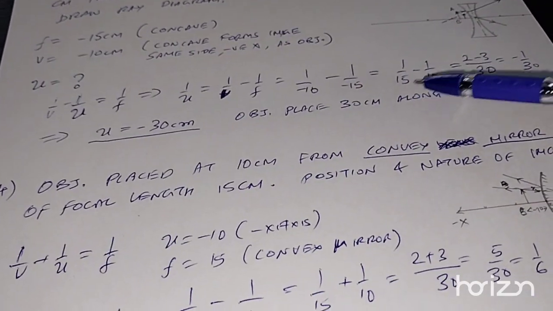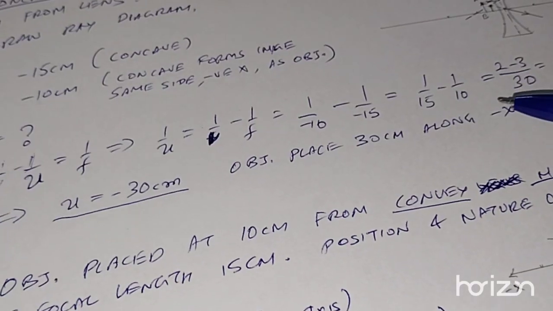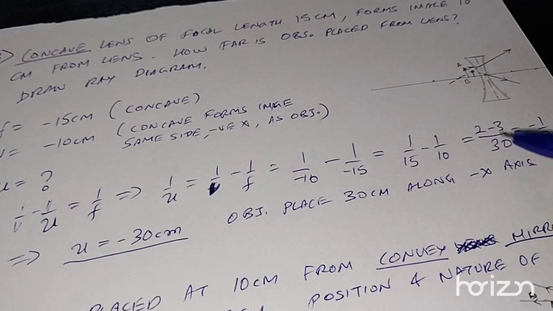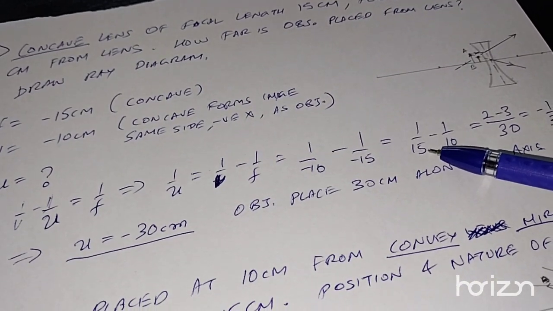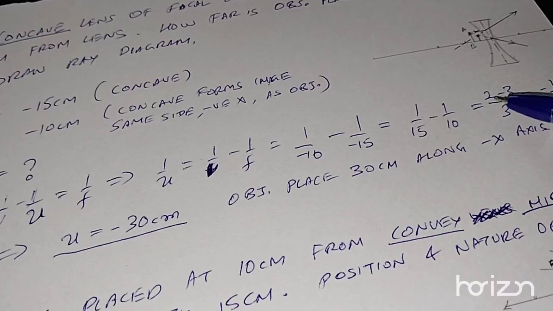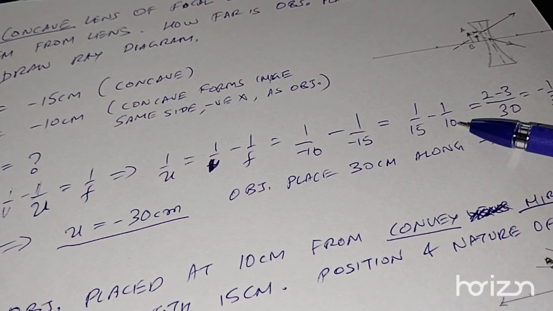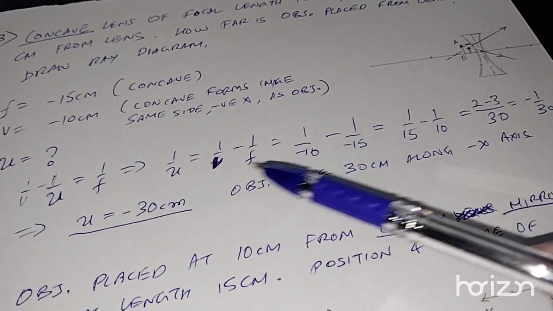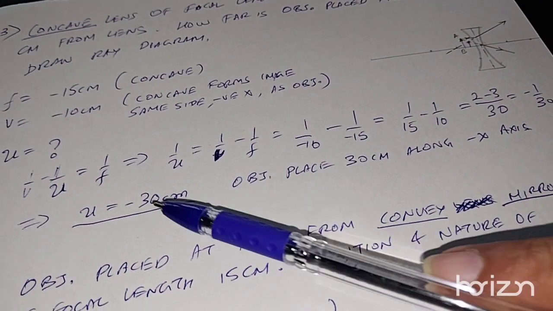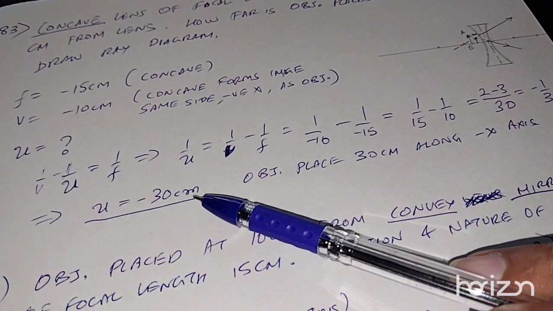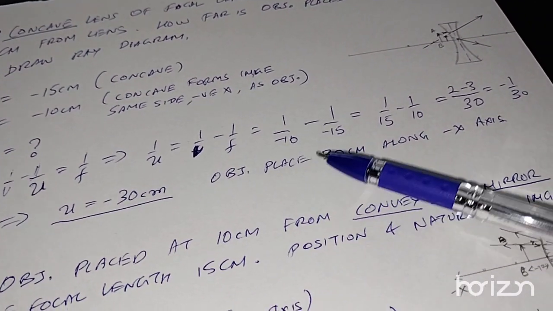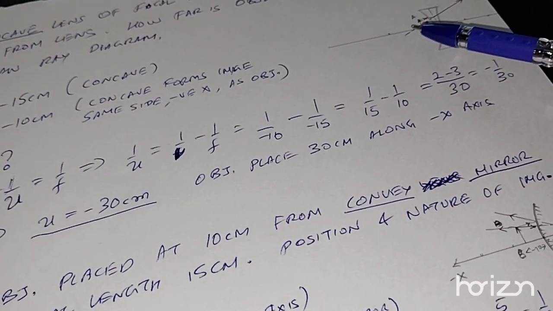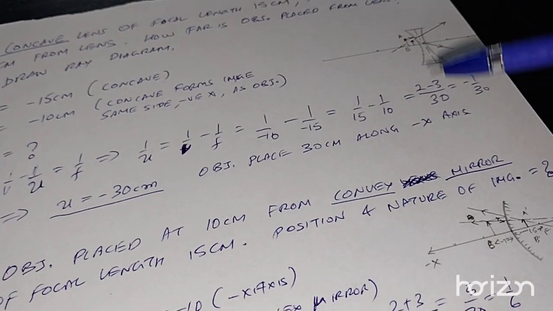Here 15 and 10, what is the LCM? 15 2s are 30, which is divisible by 10 also. Correct? So 30 is the LCM. To make this the LCM, you have to multiply denominator and numerator by 2, and here you have to multiply by 3. So minus 3, so minus 1 by 30. So 1 by u is equal to minus 1 by 30, which means u is equal to minus 30. Which means you have to place the object 30 centimeter along the negative x-axis. That is the answer. Okay, next question.